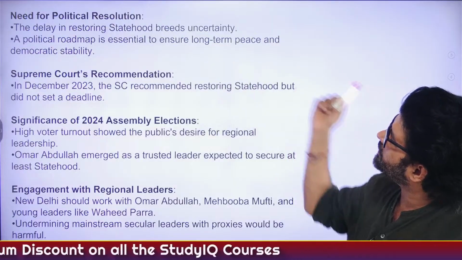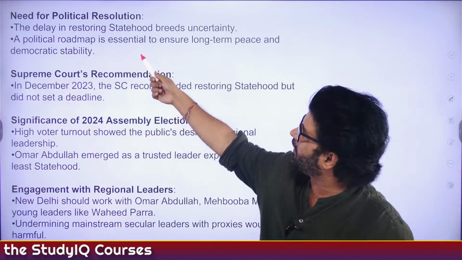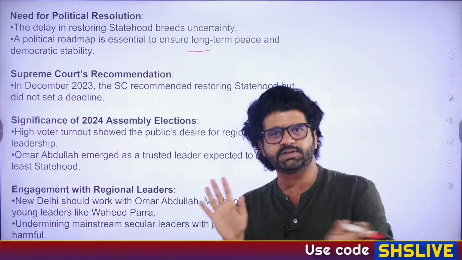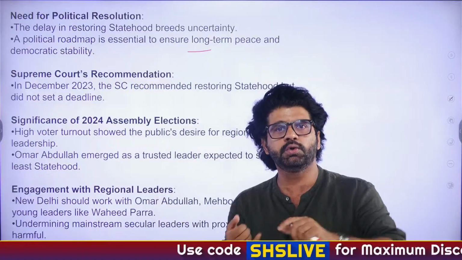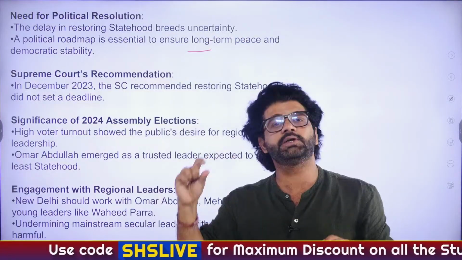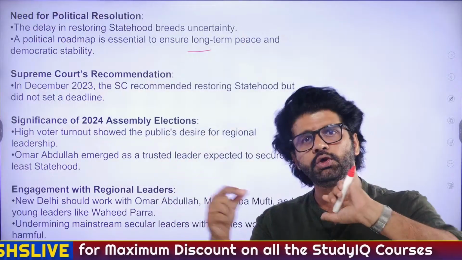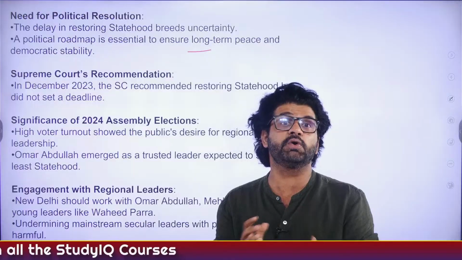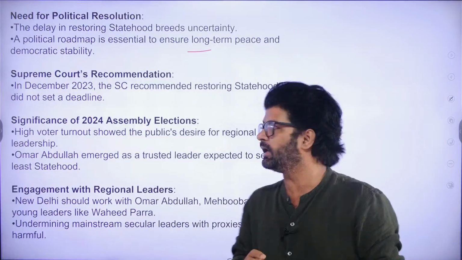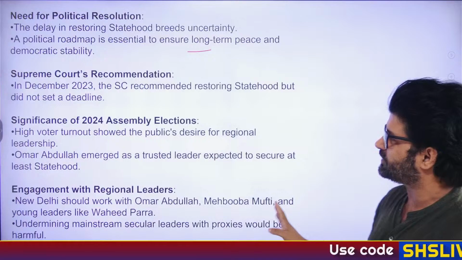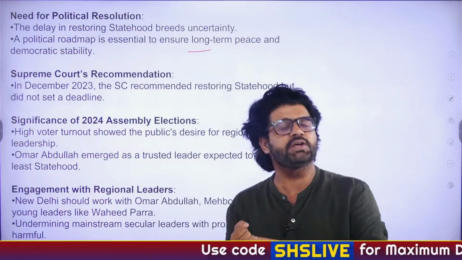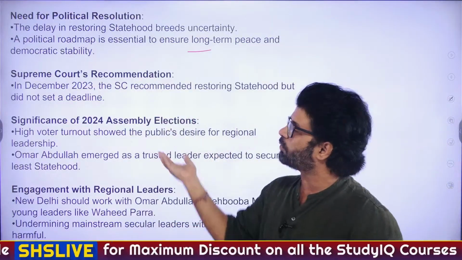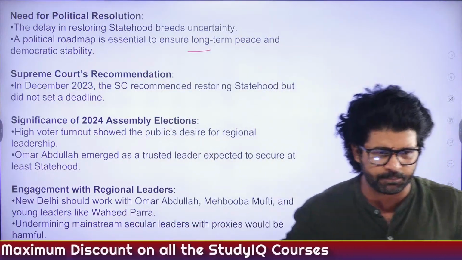The delay in restoring statehood breeds uncertainty. A political roadmap is essential to ensure long-term peace and democratic stability. Yes, Article 370 removed, everything is awesome. But you need to give statehood to Jammu and Kashmir. Jammu and Kashmir is not so small that a UT will suffice for them. That applies to Puducherry, Delhi, but Jammu and Kashmir is big. You need people's mandate. And the people's mandate is that Omar Abdullah is the CM. But does he have enough power? The answer is no. So you have to give him enough power. You cannot create proxies. That's what the Supreme Court is saying. That's what this editorial is saying. Okay.